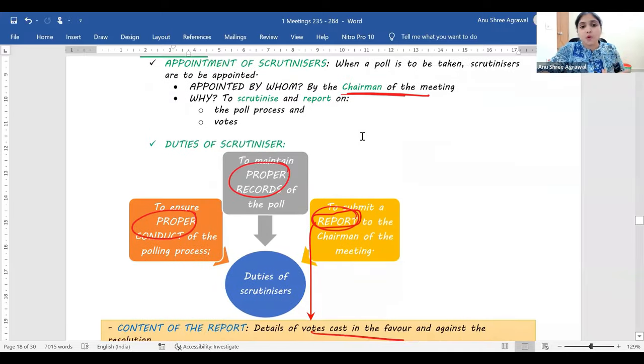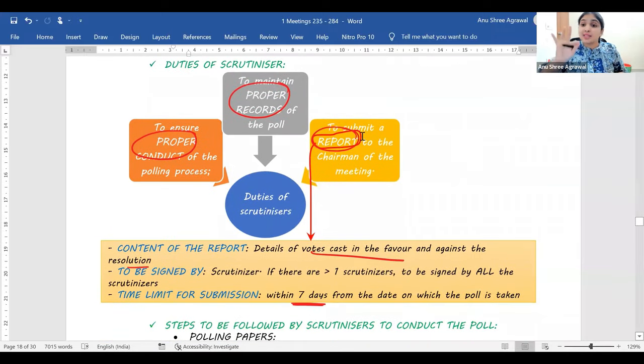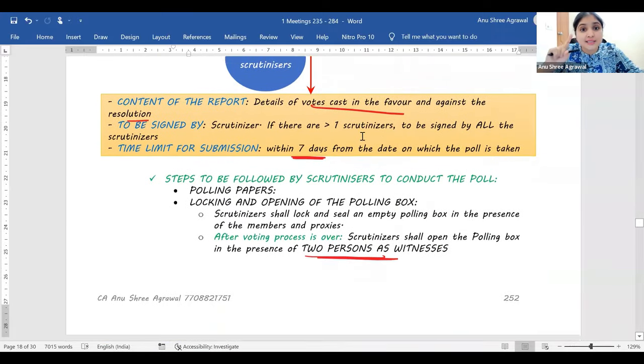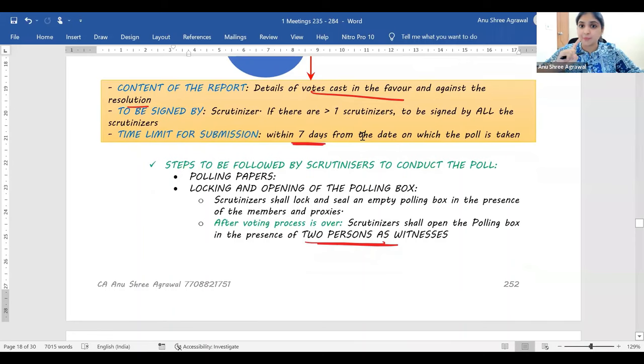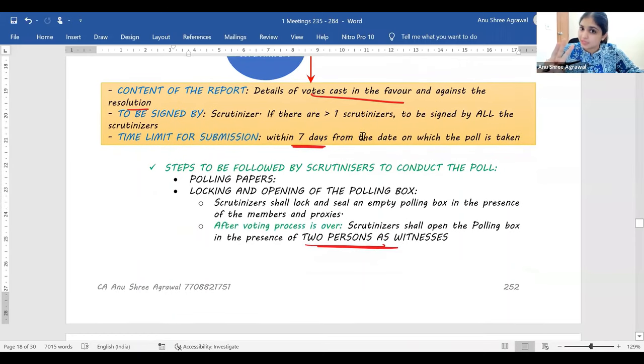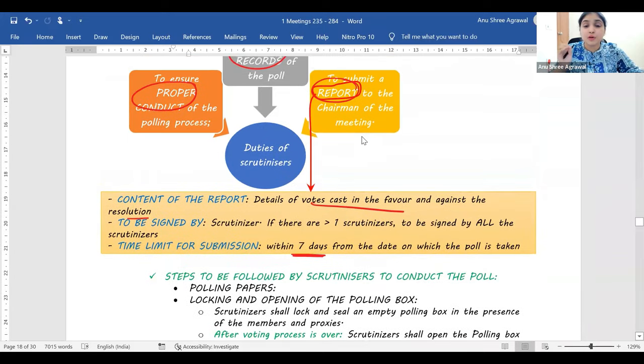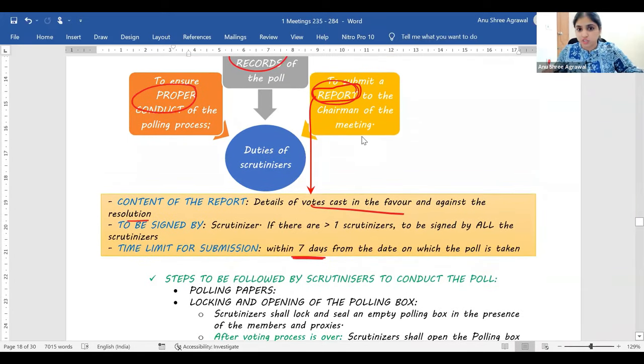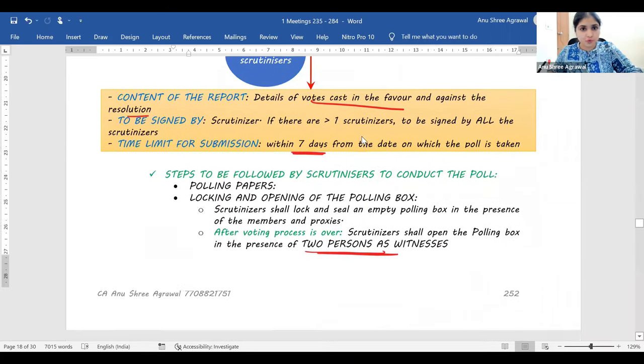Who will conduct the poll? Scrutinizers. These scrutinizers have three duties. Tell me the three duties, guys. Number one, they will properly conduct the poll. Number two, they will maintain proper records about the poll. And number three, they will prepare a report. Now, this report, they will prepare and submit to whom? To the chairman. Within how many days? Within 7 days. What will this report contain? How many votes in favor and how many votes against?